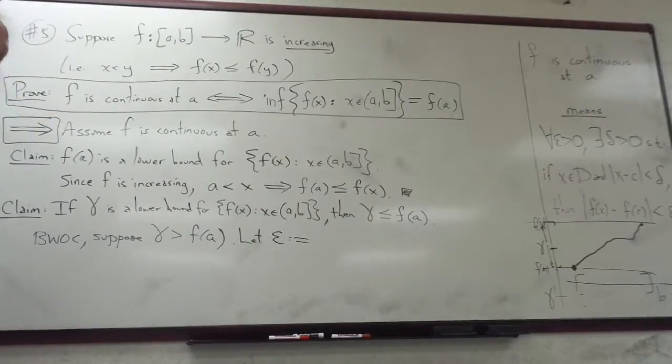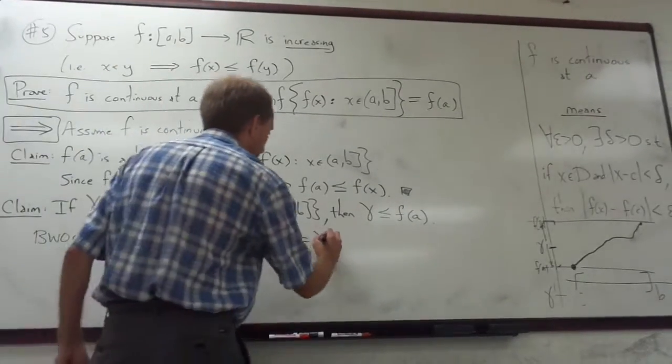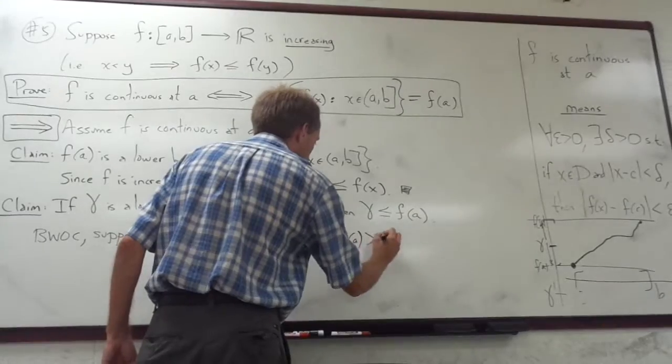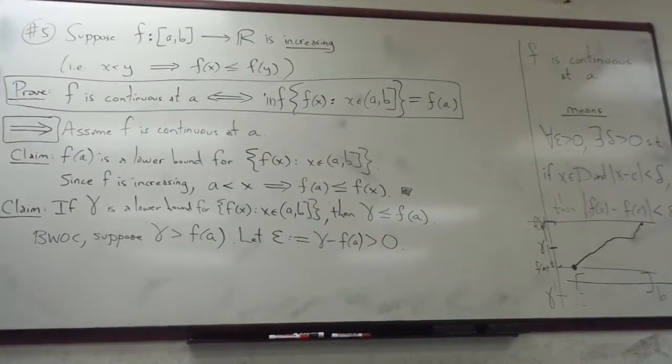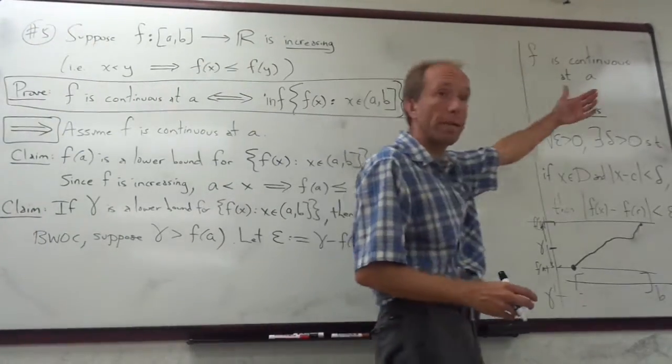Gamma minus f of A, that's greater than 0. Perfect. Okay, so we have that. Gamma minus f of A, that's epsilon. So for that epsilon, there already exists a delta.